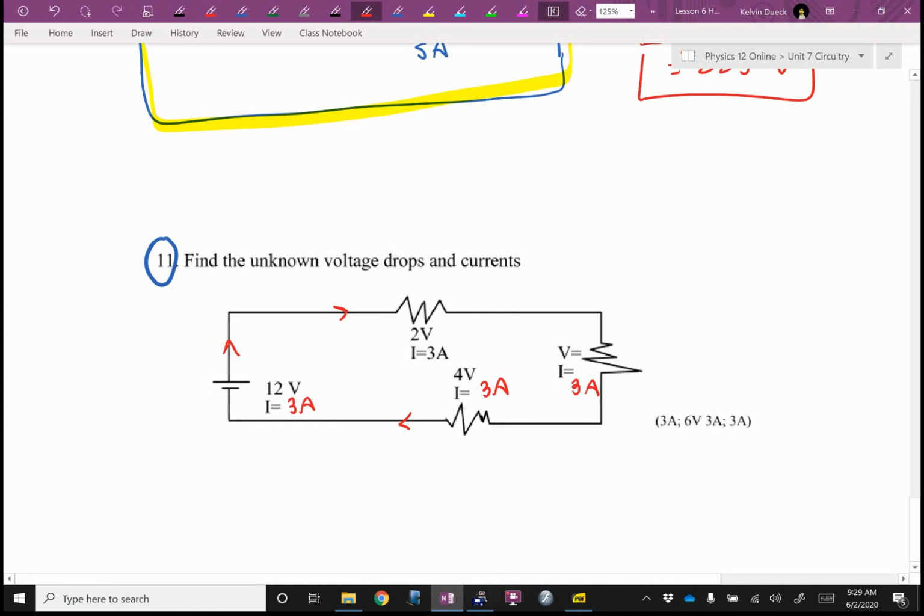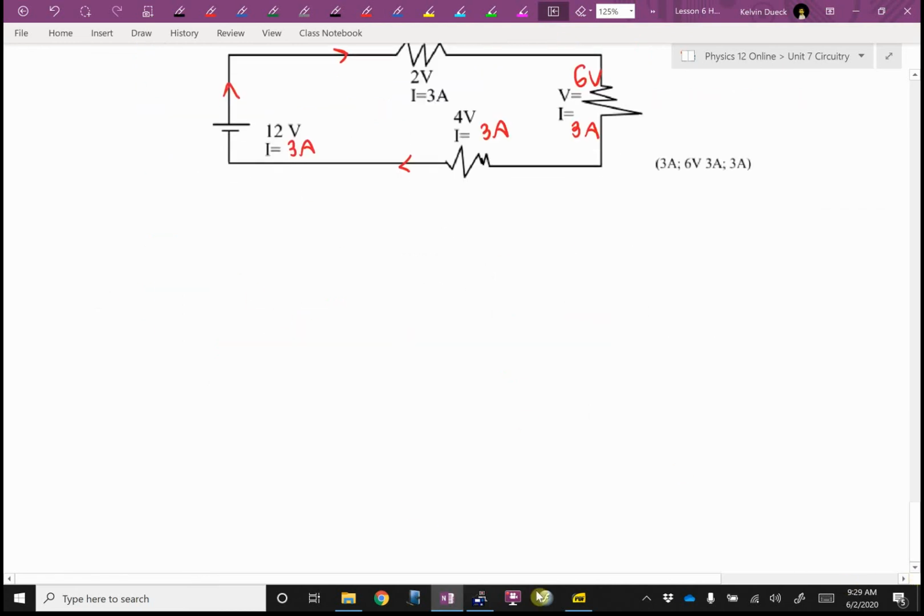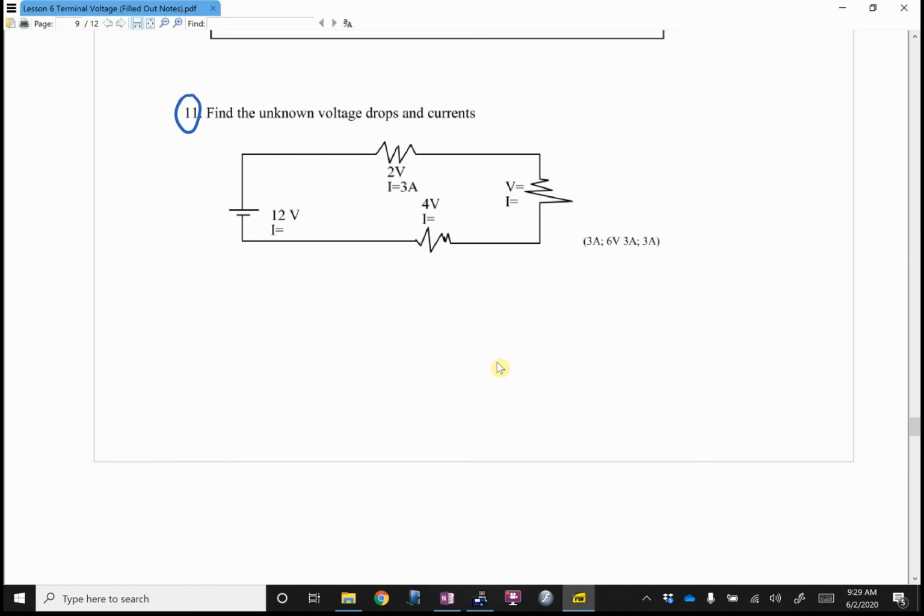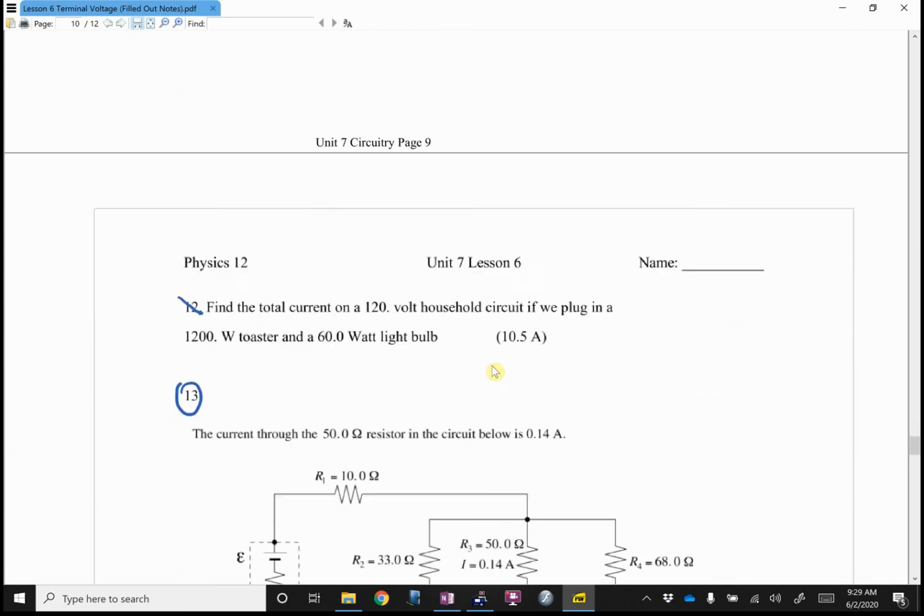Step 3, I know 2 things. I could find R, but they didn't ask me to find R. You know what? I just need to find that. Well, I started with 12 volts. I lose 2 there. I lose 2 there. This has to be 6 volts. Otherwise, it doesn't have 12. Wow, that was way easier than number 10. Yes, that was kind of a cleanse the palate circuit.